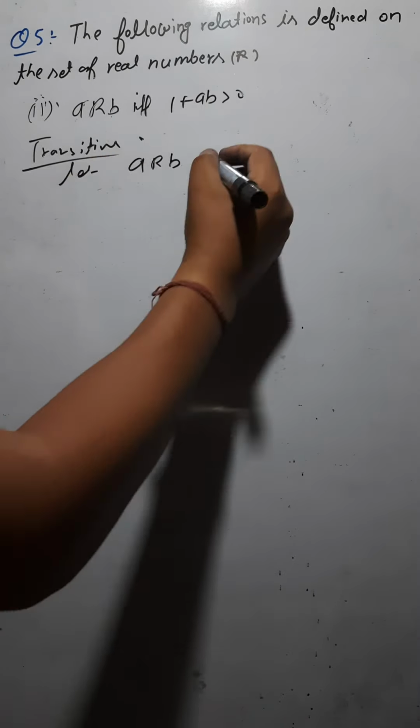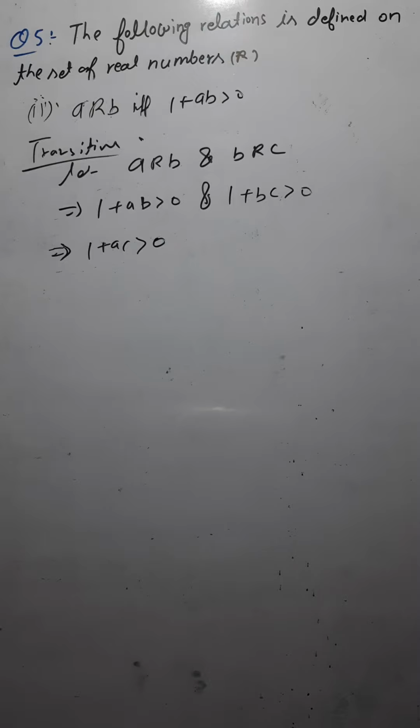Now if a is related to b, it implies that the condition 1 plus ab should be greater than 0. And if b is related to c, this implies that 1 plus bc should also be greater than 0. So now just tell me, can I write 1 plus ac is also greater than 0? Can I write this?